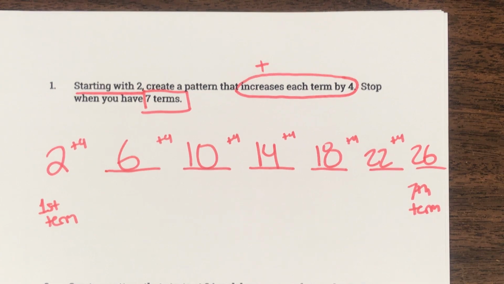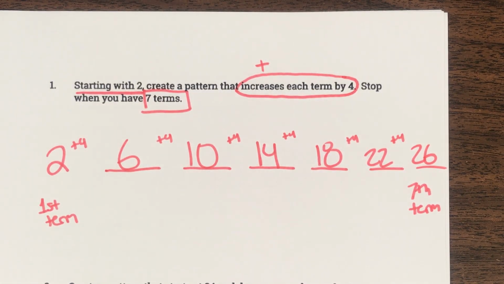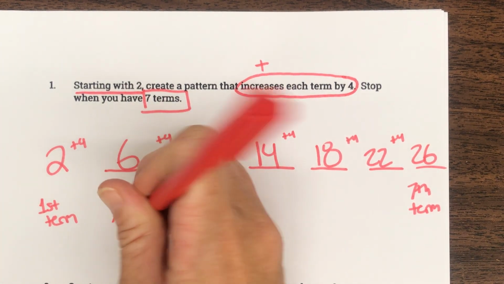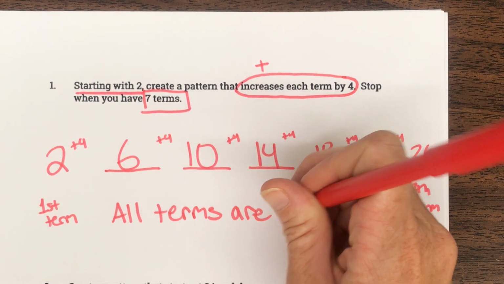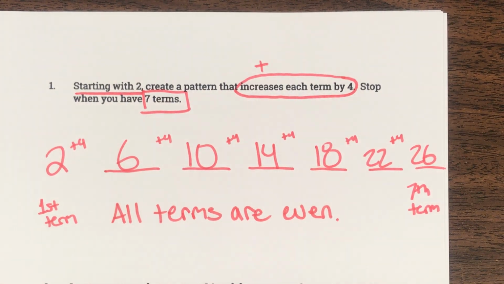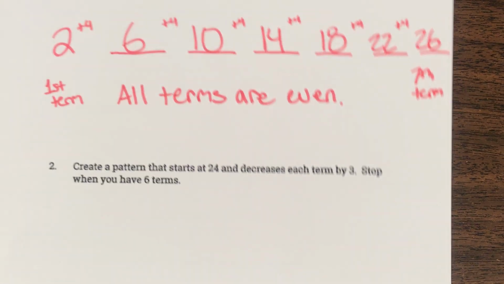Okay, my final step says identify features of the pattern. What's a feature? What's something that I notice? Remember, a feature is just what do you notice? I notice that all my terms are even. So all terms are even. So that's something that I noticed about it. Okay, let's look at my next one.